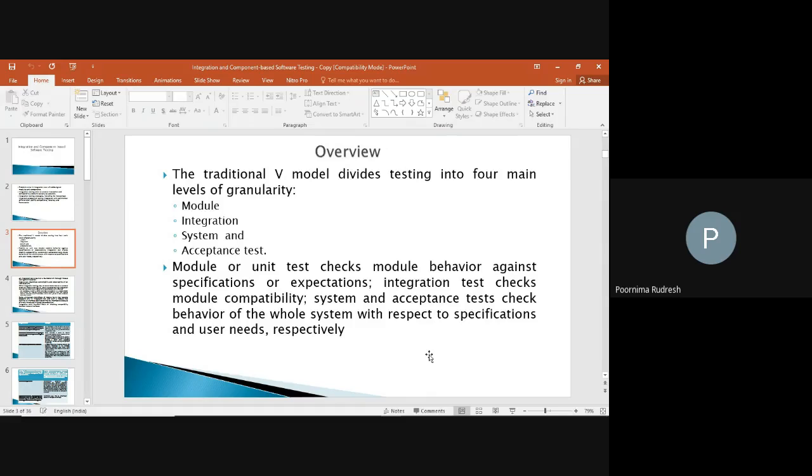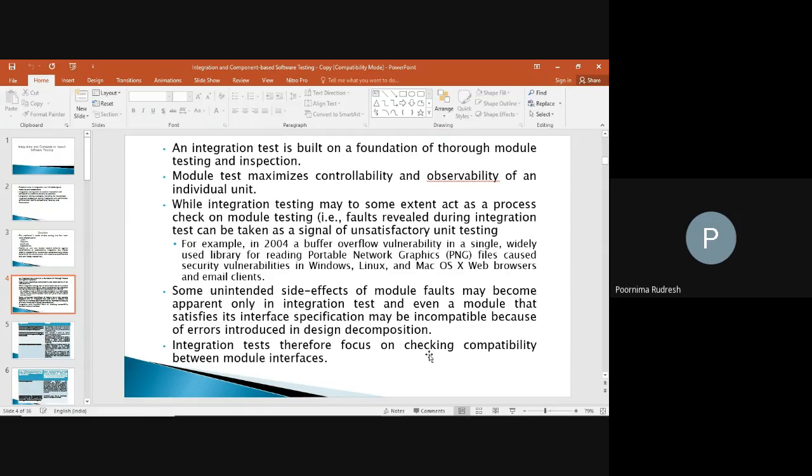So module test checks the module behavior against the specifications or expectations, whereas the integration test checks the module compatibility, that is, it checks the compatibility between the different modules. Next, system and acceptance test checks the behavior of the whole system with respect to the specifications and user needs. So once the specification is given and user needs are collected, according to that, the system is designed and developed, right? Hence, in the system and acceptance testing, we are checking the behavior of the developed system or the whole system with respect to the given specifications or user needs.